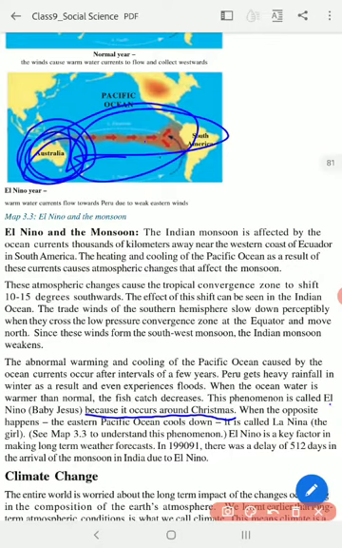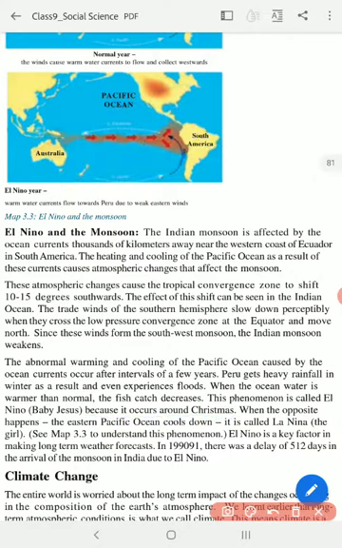Then what happens when the opposite takes place, when we are having enough and more summer here, they have winter because the sea is getting cooler and cooler. This phenomena we call as La Nina. It's opposite to the El Nino. El Nino is a male child, La Nina is a female child.